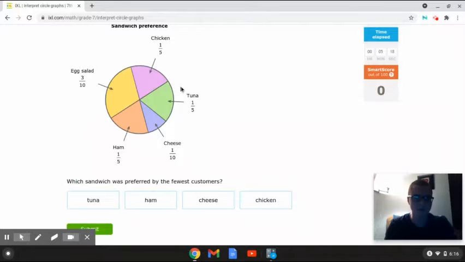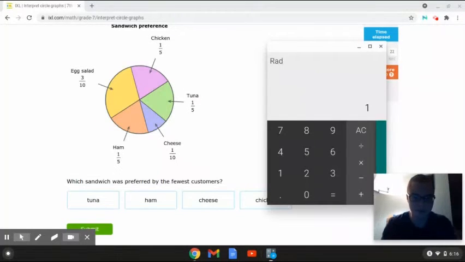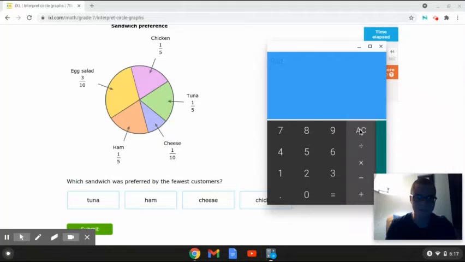Okay, so if we look at tuna, it has 1/5. So if we take 1 and divide it by 5, that will give us 0.2 or 20%. Next, if we take ham, ham also has 1/5. So if we take 1 and divide it by 5, that also gives us 20%. And if we look at cheese, cheese has 1/10. So we're going to take 1, divide it by 10. That will give us 0.1 or 10%.